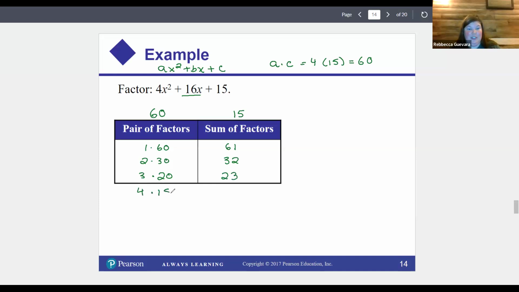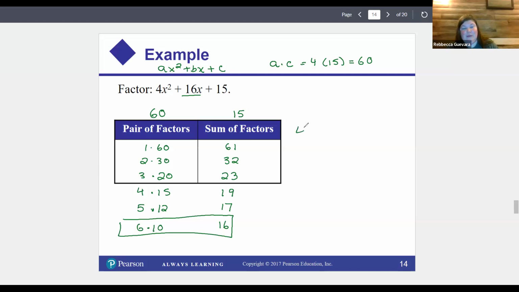Then we have 4 and 15. If we add those together, I'm going to end up with 19. Then I have 5 and 12, which is going to give me 17. All right, and here we go. Last one, 6 and 10. Those add together to give me 16. So those are my two factors.